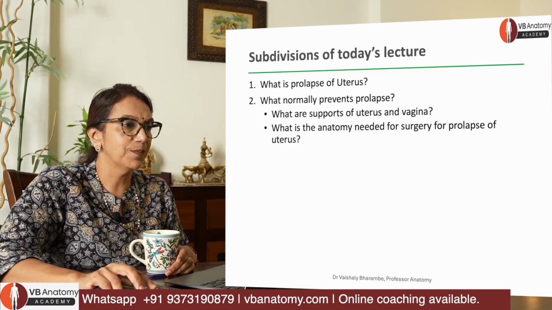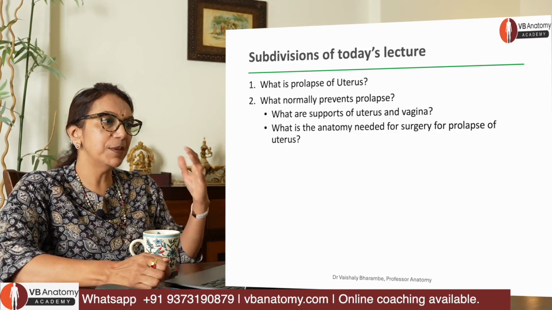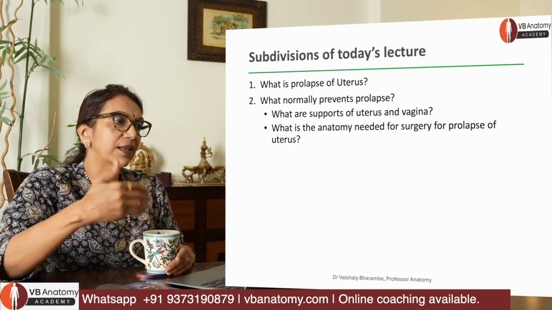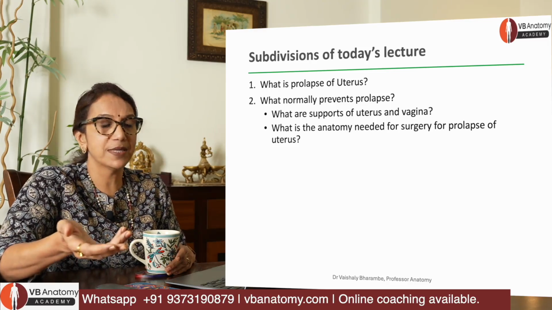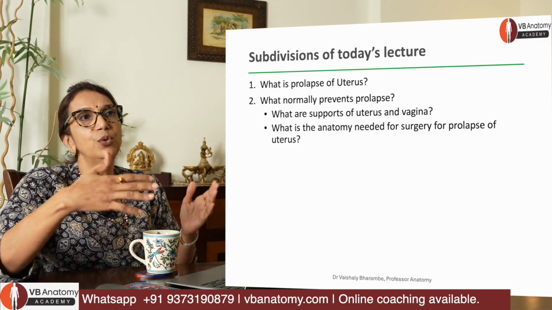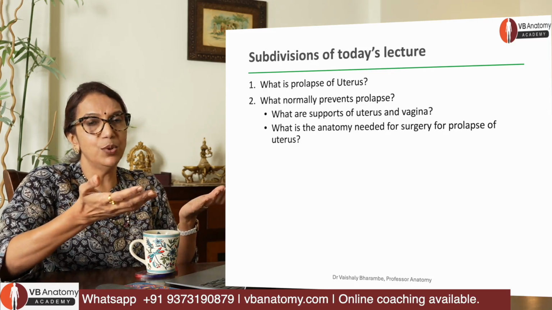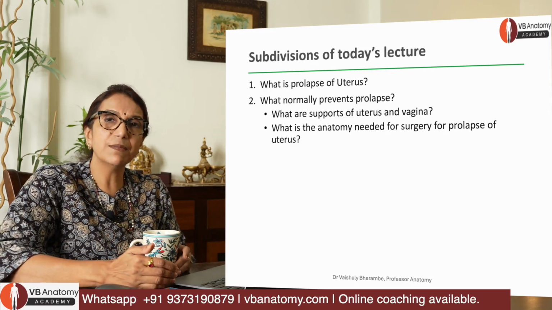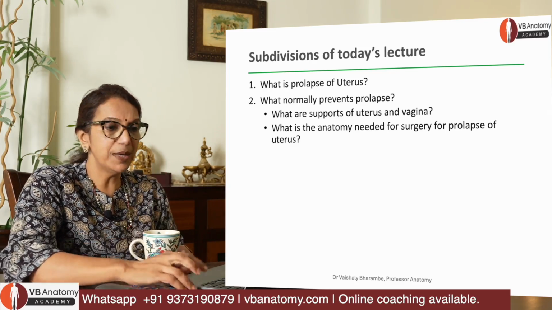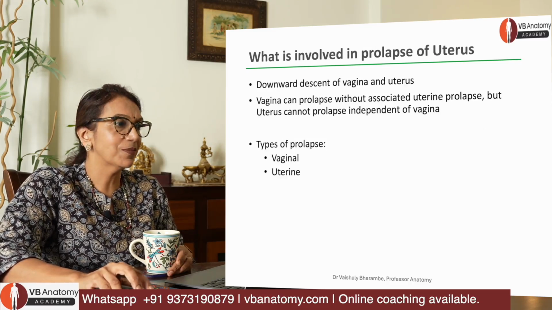Right. So how is this lecture going to go? This lecture is subdivided into what is prolapse of uterus and then what normally prevents prolapse. So for understanding what normally prevents prolapse, I will explain to you some basic anatomy of uterus and vagina as well as the supports, and then we will come to the last part, what is the anatomy needed for performing a surgery on the uterine prolapse. I hope you enjoy it and I hope it's a learning experience.